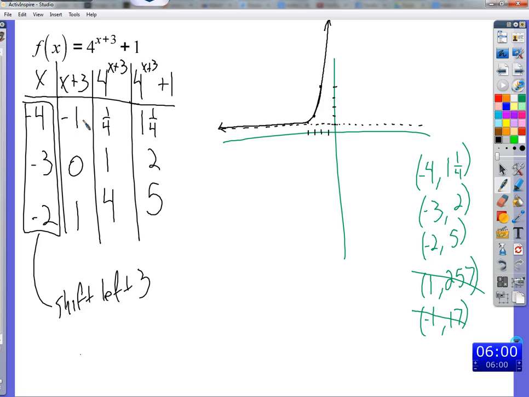Any questions about that? Anything about this confuse you? Or did anything about this make it more clear? That helpful?